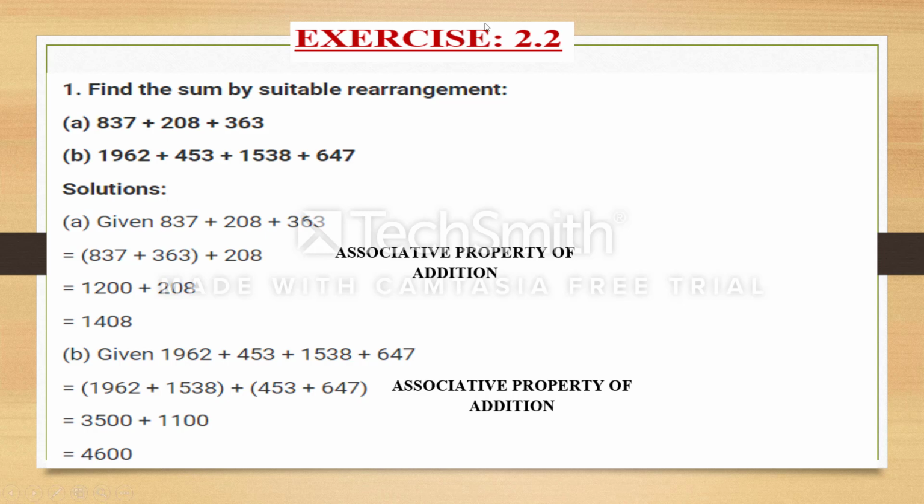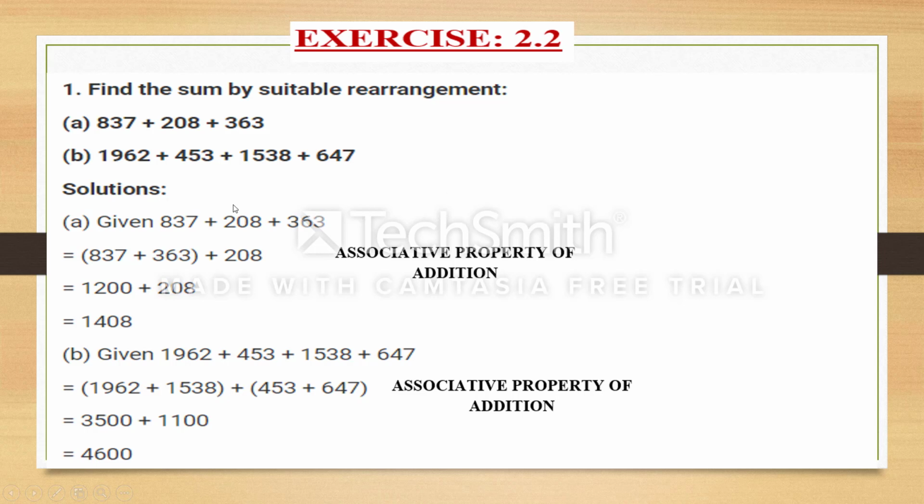Children, I would like to discuss this exercise 2.2. When we have solved the questions, I forgot to mention the property that we have used in all of them. Here we have done the rearrangement, and we can add the numbers in any order. Since we have more than two numbers, it will be the associative property of addition. If we were having two numbers that can be added in any order, we would have written the commutative property.